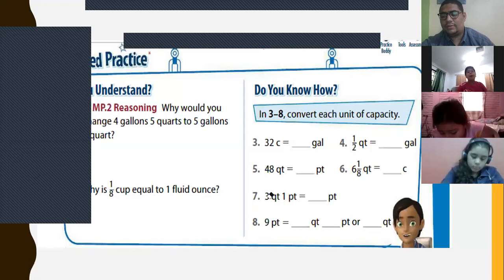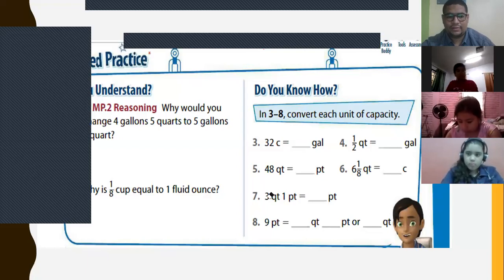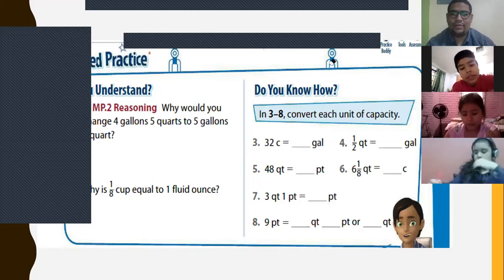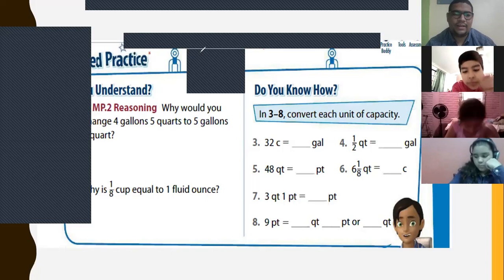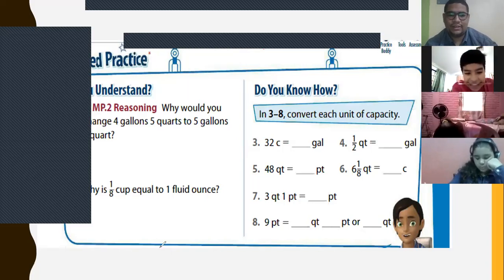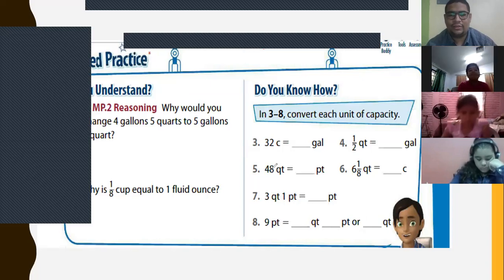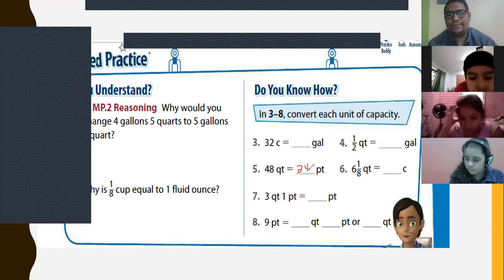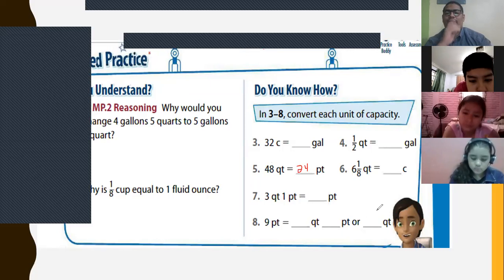12? 20? 24. Are you sure about it, guys? 24. Remember that when we are dividing a number by 2, you have to break it in the middle, right? Which is the middle of 48? 24. Yes, so the answer here is 24. Now, what about number 6?